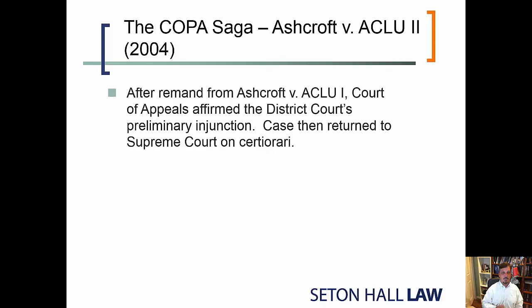Okay, so the case gets remanded. The Court of Appeals looks at it again under the new articulation of this, as confused as it is, that the Supreme Court gives them. And perhaps not surprisingly, the Court of Appeals says, yep, we're going to affirm the district court's injunction. We're going to say that the statute is unconstitutional. And then it comes back up to the Supreme Court. The court takes it once again on cert.